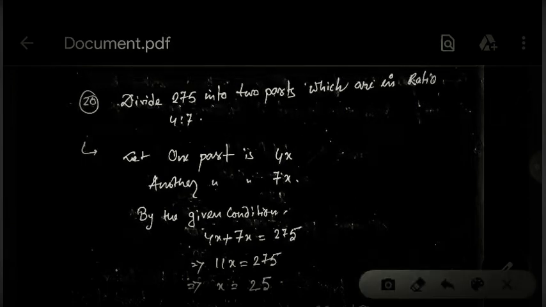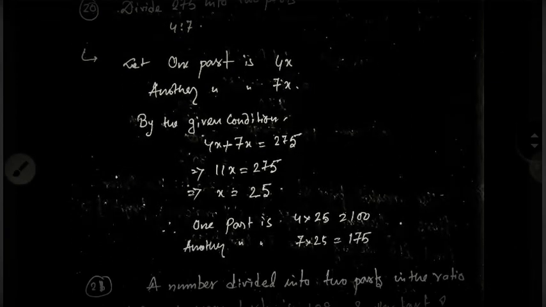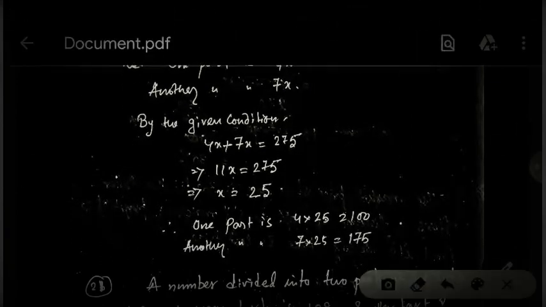One part you consider as 4x, and another part as 7x, because the ratio is 4:7, so you consider it as a number like this. So x is used because the ratio is not a particular value. To make a particular value, you have to multiply it with some certain variable that can define the actual value of the ratio. That's why we take 4x and 7x.